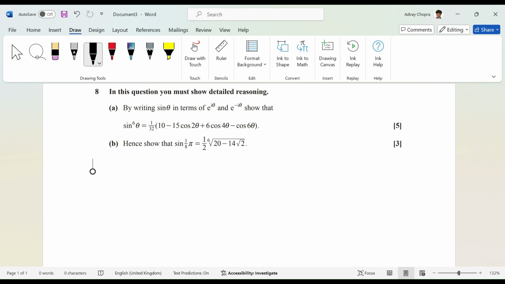It says, by writing sin θ in terms of e^(iθ) and e^(-iθ), show that sin^6 θ can be written as this. So the first thing we should be thinking about here is that we have sin θ to a power on the left hand side, and on the right hand side we have multiples of θ in terms of cos. So if you have covered all the content before, which hopefully you have if you're doing past papers, you should immediately be able to identify that this is probably a de Moivre's theorem question.